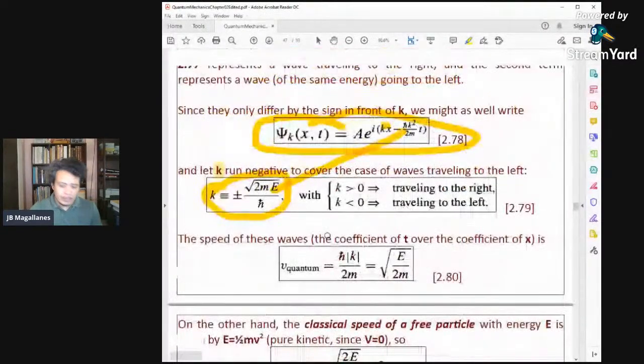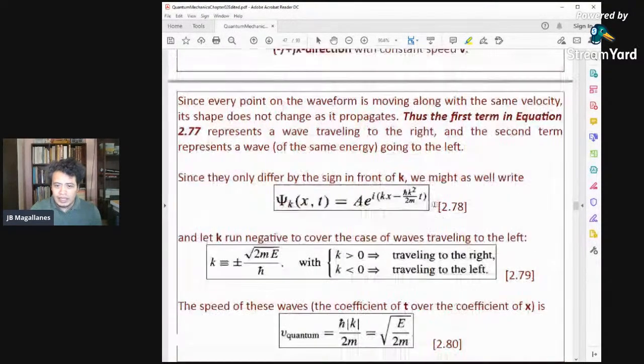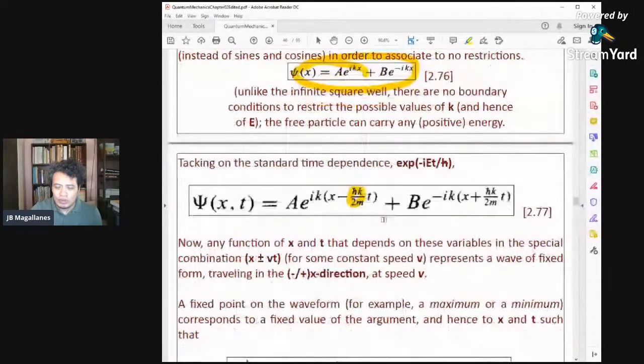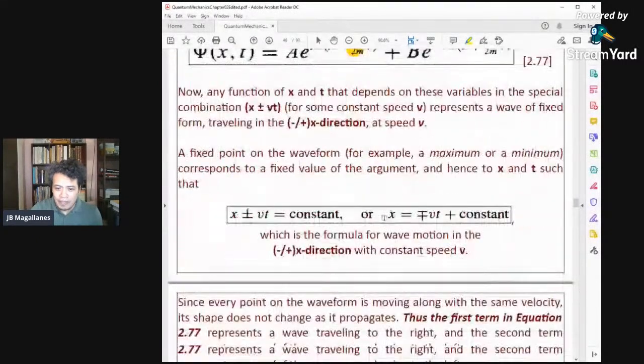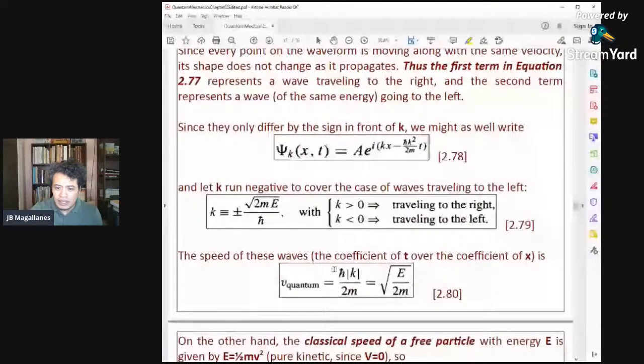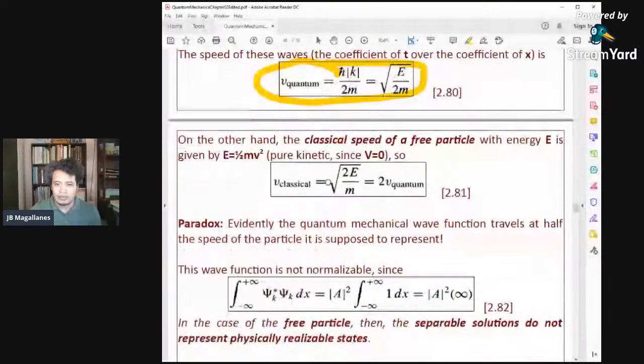So we can now get the velocity of the wave. In here, this is the velocity, h bar k over 2m. This is now the quantum speed of the wave. But is this really the quantum speed of the wave? Let's see in the following slides.